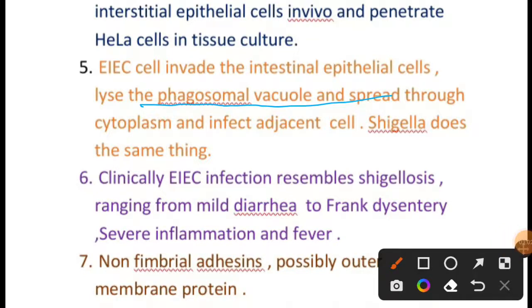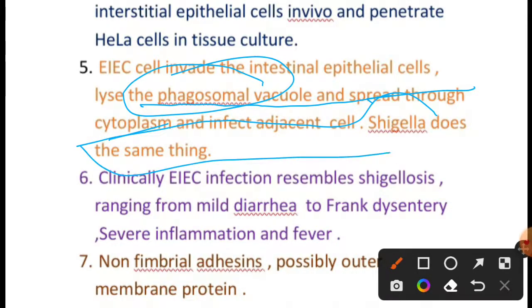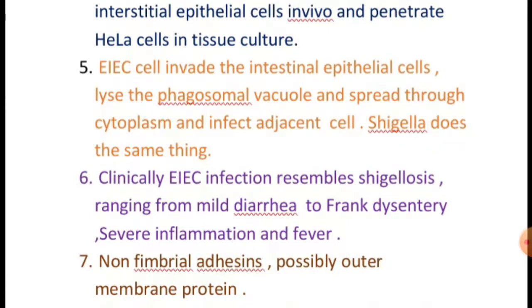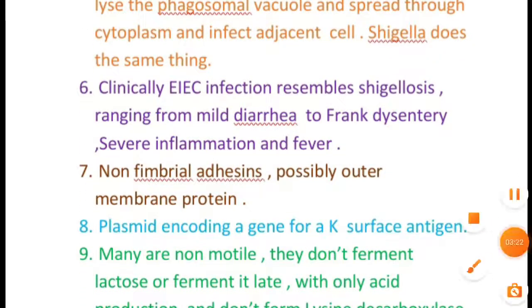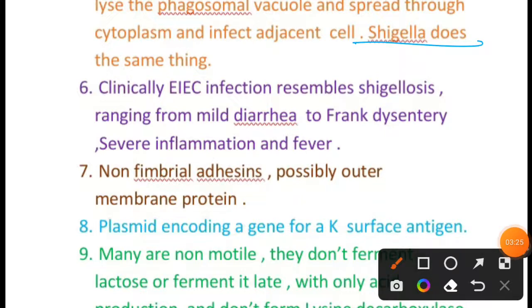Now, upon invasion of the intestinal epithelial cell, they cause lysis of the phagosomal vacuole. The phagosome is present inside the macrophage, right? So phagosomal vacuole lysis allows them to spread through the cytoplasm and infect adjacent cells. Shigella also does the same thing. Clinically, as EIEC follows Shigella in its mode of action, it is obvious that the symptoms will be similar to Shigella.